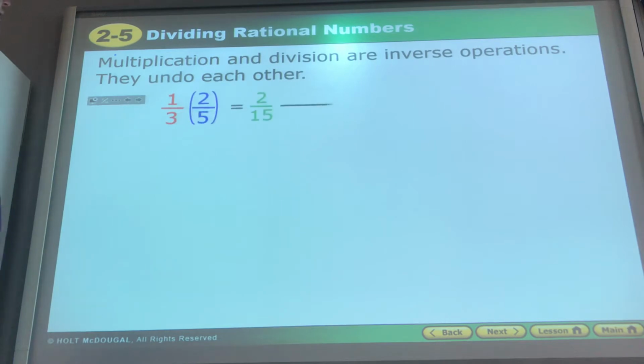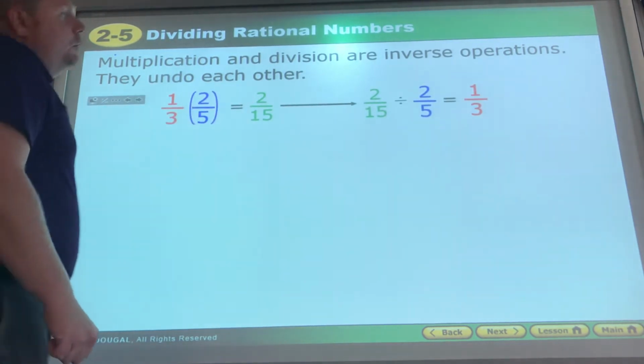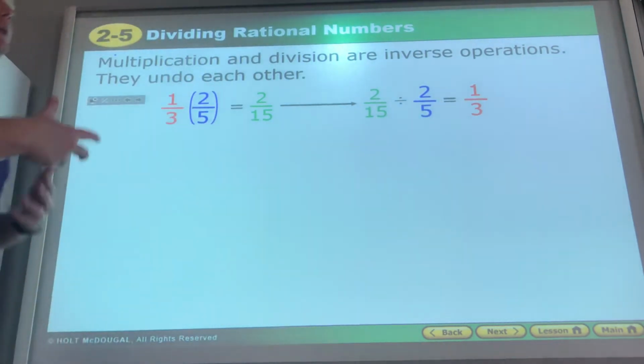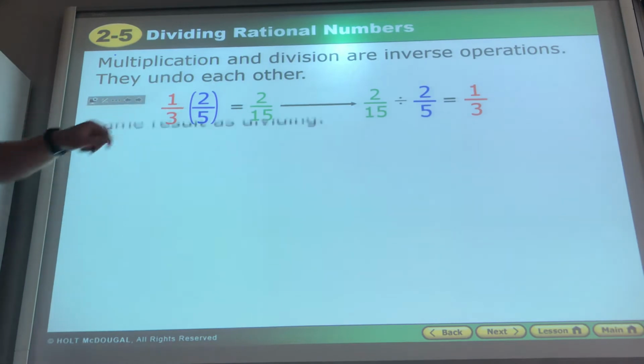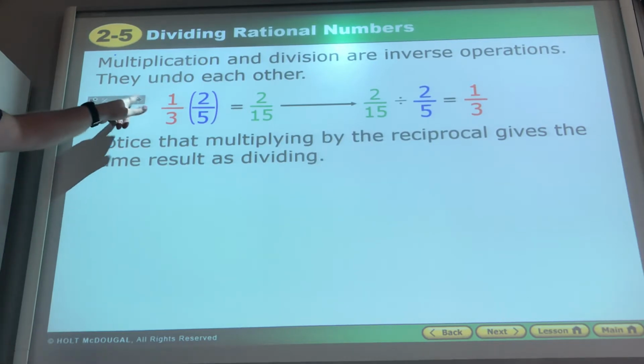Now, multiplication and division are inverse operations. They undo one another. 1/3 times 2/5 gets us 2/15. Well, if I take 2/15 divided by 2/5, I'm back to 1/3. They are opposites. So, notice that multiplying by the reciprocal gives the same results as dividing. Let's show that.